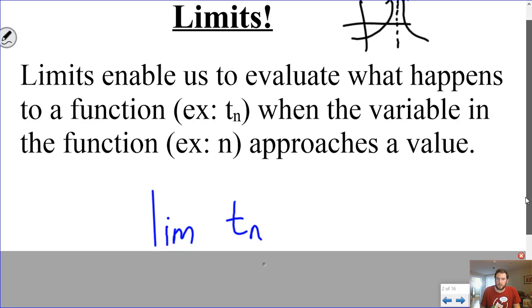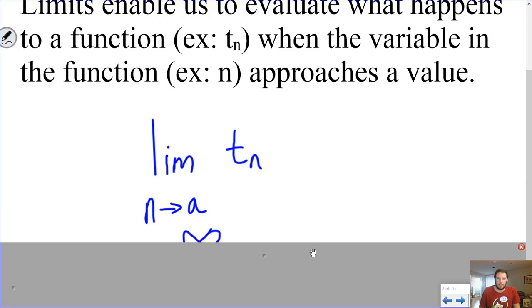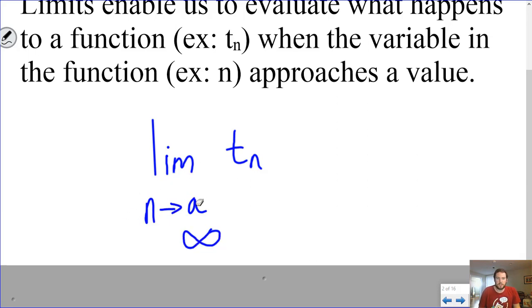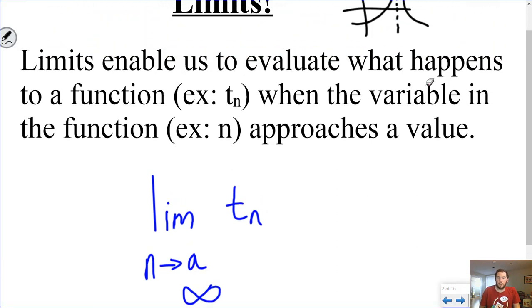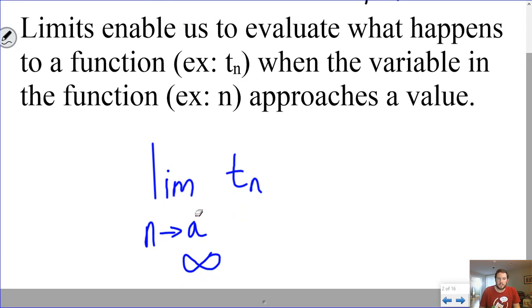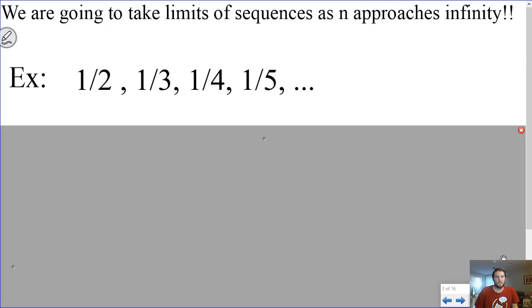The way that we write limits would be this. The limit as n approaches a for some function T of n. Now, in this case, where we're talking about all the terms in our series, a would be infinity. So it's the limit as n approaches infinity of T of n. So, for example, how would we find the infinite term of this sequence? So let's take a look here. We're going to take limits of sequences as n approaches infinity.